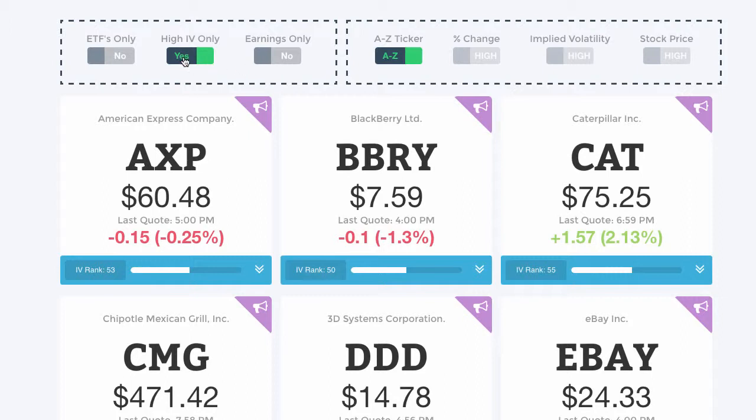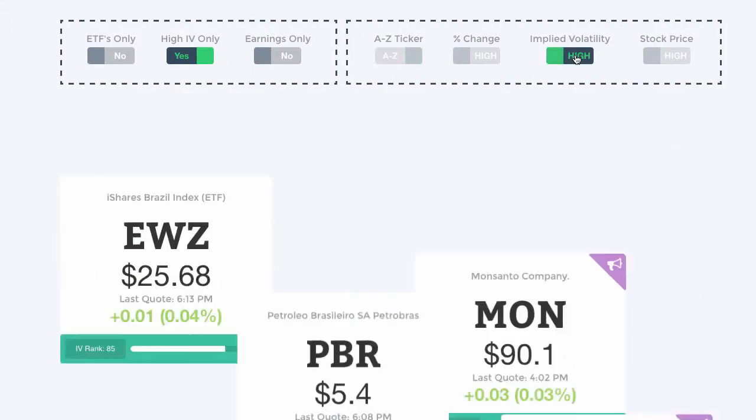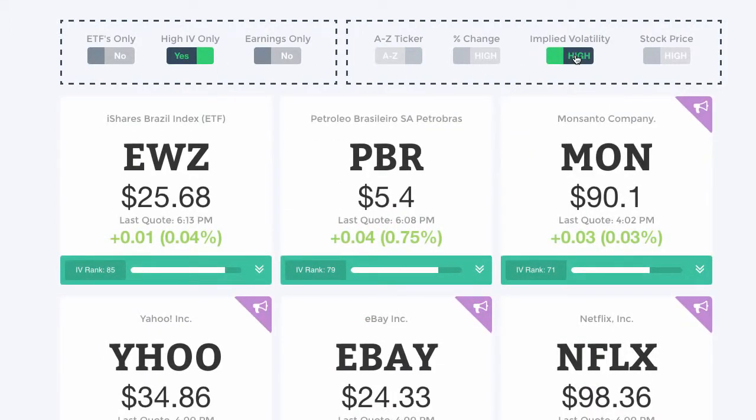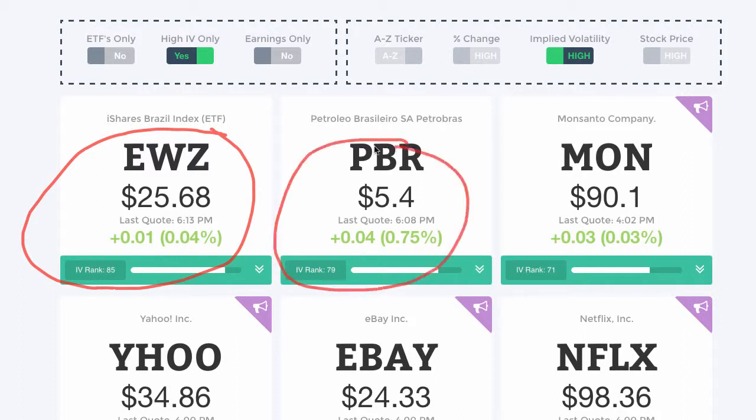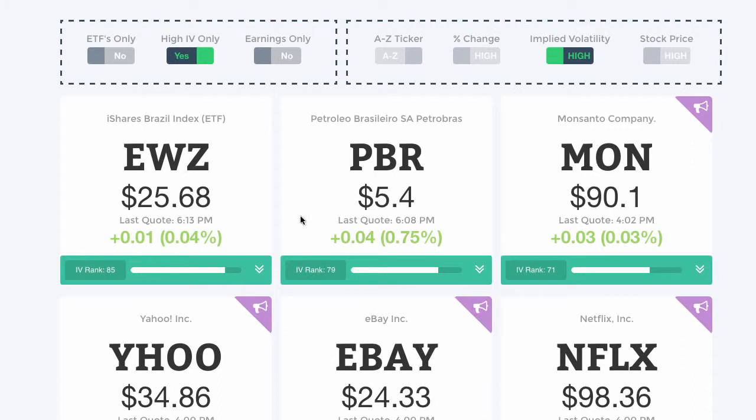Now, once I filter out just those with implied volatility over the 50th rank or percentile, then I can sort that list highest implied volatility to lowest. So now I can see here on this list that EWZ could be a possible trading opportunity for me, or PBR, or MON, etc. Okay, so now I can go in here and say, these are the things I need to be focusing on because they have the highest implied volatility, the highest opportunity for me to make money.